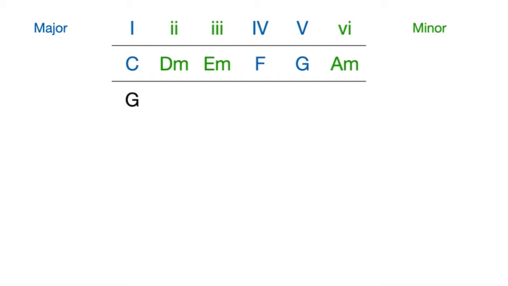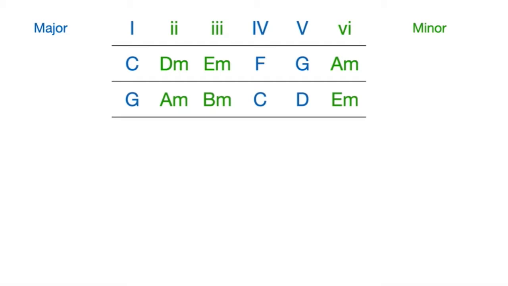If it happened to be the key of G, then the first 6 notes of the scale are G, A, B, C, D, and E. So the major chords will be the G, the first, the C, and the D. And then the 2, the 3, and the 6 will be minors: A minor, B minor, and E minor. And those are the chords we know in the key of G.